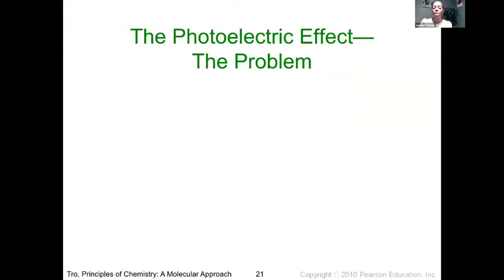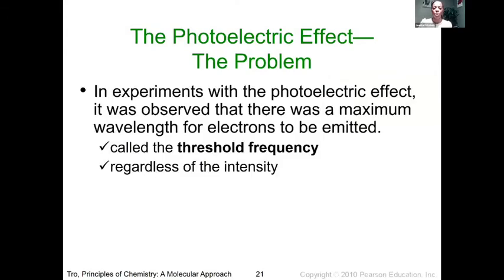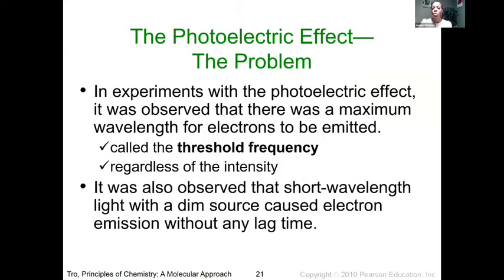Now, of course, there's always a problem with some of our old theories. In experiments with the photoelectric effect, it was observed that there was actually a threshold frequency, a maximum wavelength for electrons to be emitted, regardless of the intensity of the light source. We also observed that with short wavelength light, there was no lag time in emitting electrons. So something had to justify what was being observed versus what was being theorized.